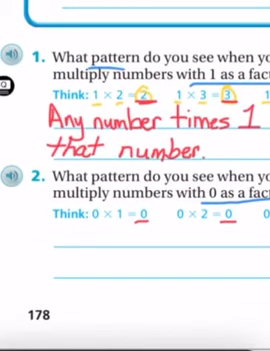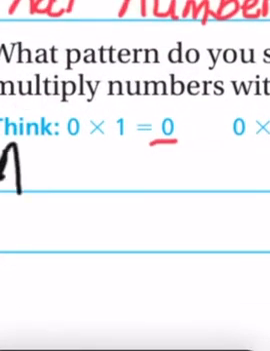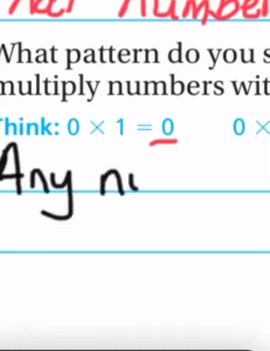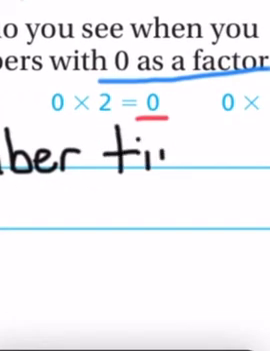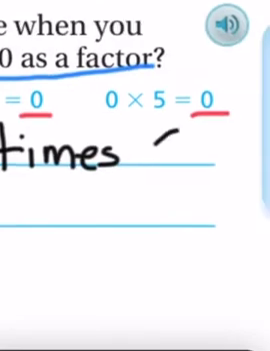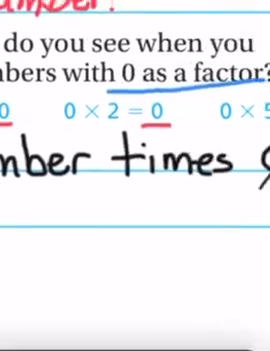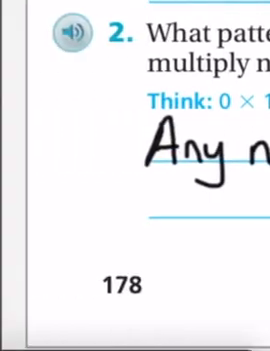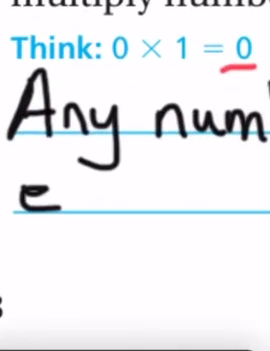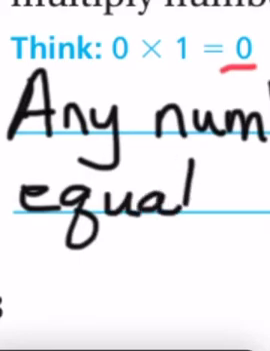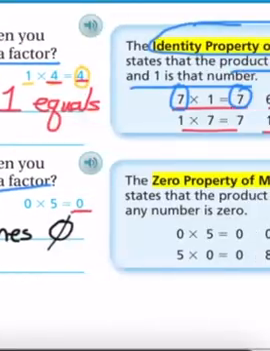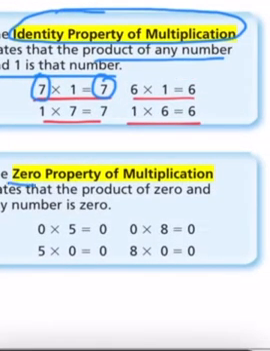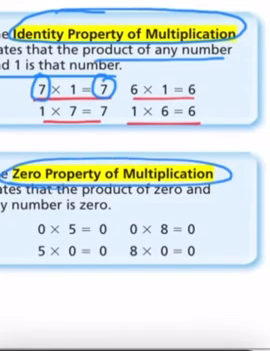So that tells us any number times 0, and I like to write that slash through there so we don't mistake it as an O. Any number times 0 equals 0. And there's a property for that too. That property is called the 0 property of multiplication. So any number times 0 equals 0. 1 billion times 0 is 0.